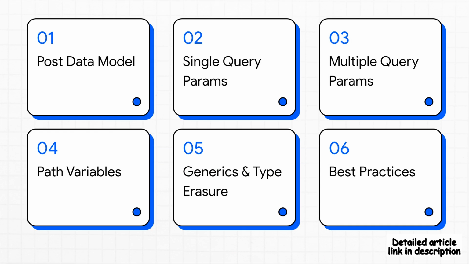So here's our roadmap for this explainer today. 1. The post data model. 2. Single query parameters. 3. Multiple query parameters. 4. Using path variables. 5. Generics and type erasure. And we'll wrap it up with 6. Summary and best practices. Let's just dive right in.